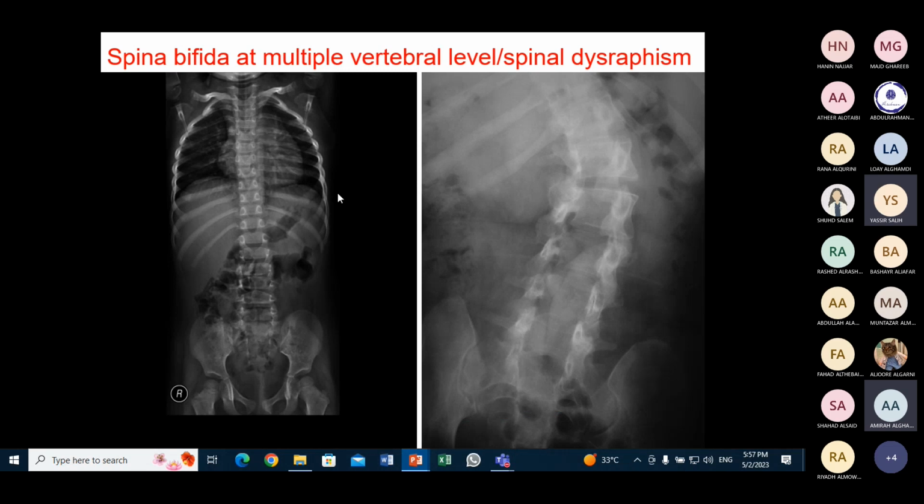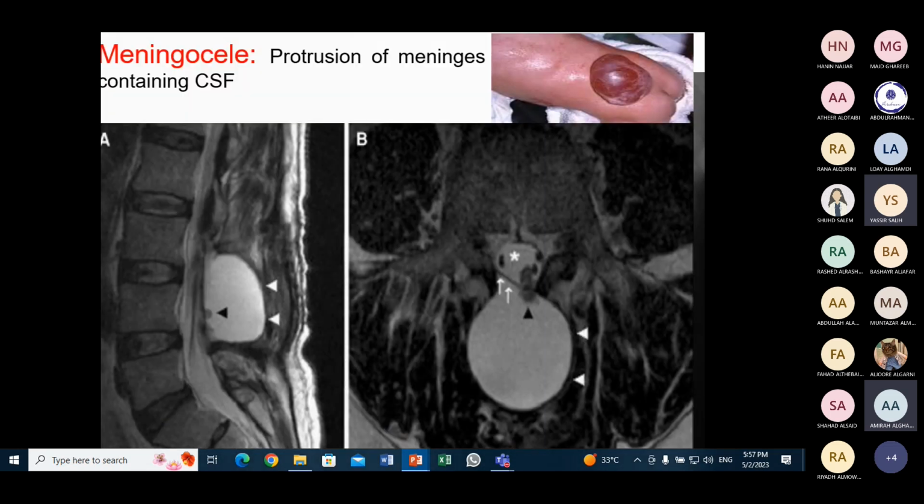And also there is the absence of the spinous process. So this is spina bifida. There is no spinous process, and also at this level there is no spinous process. So this is also multiple spina bifida, or spinal dysraphism. But this is congenital.